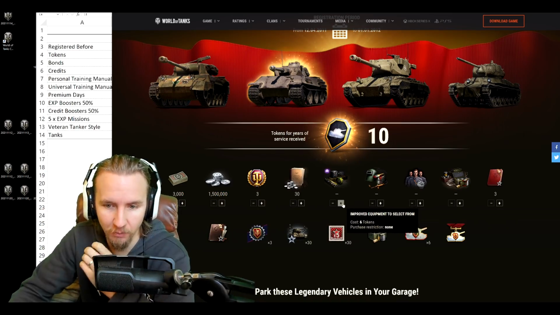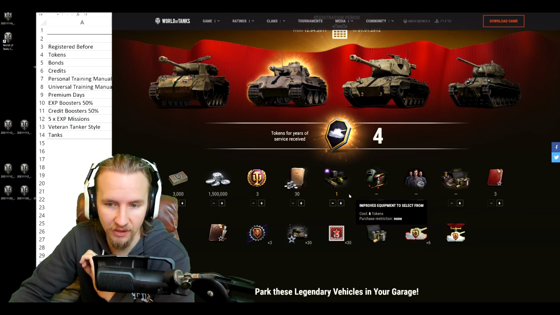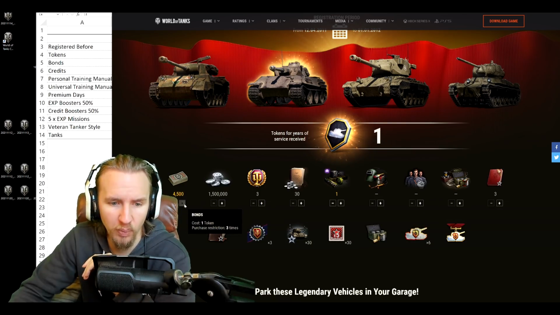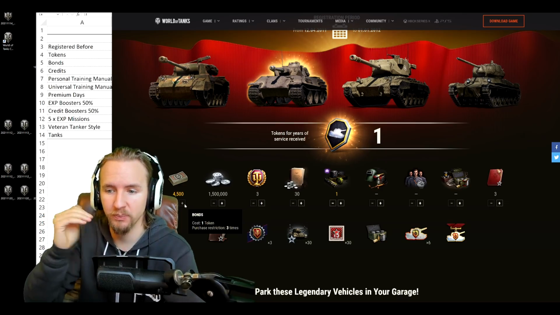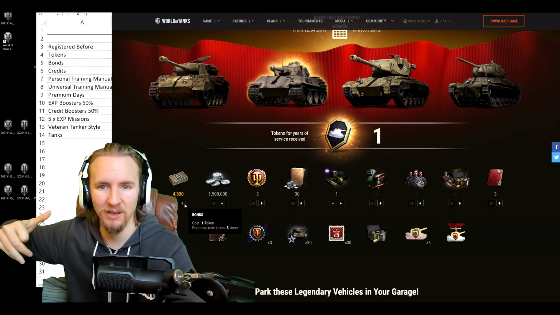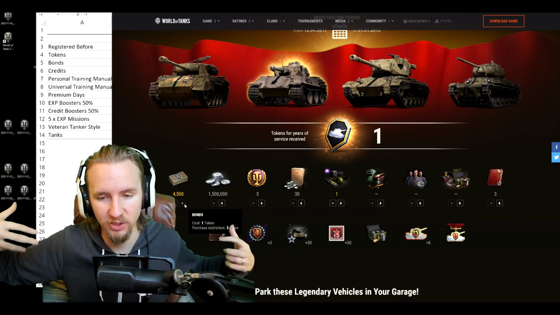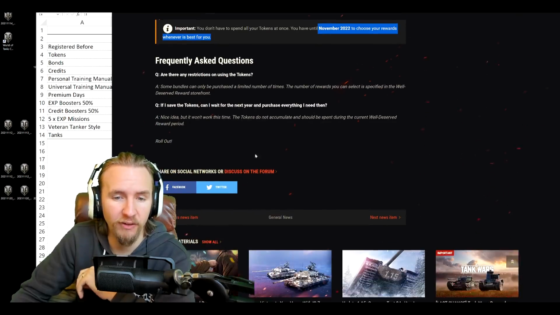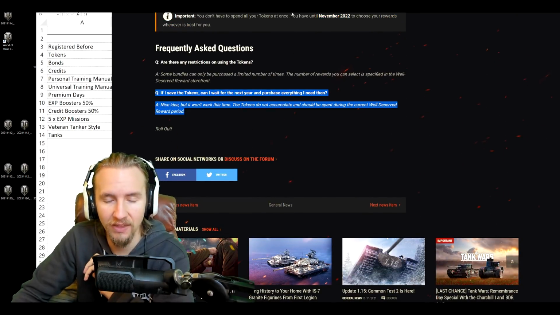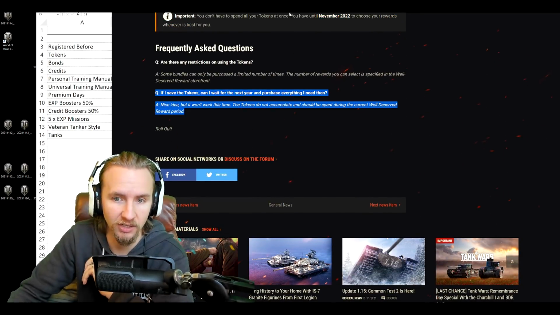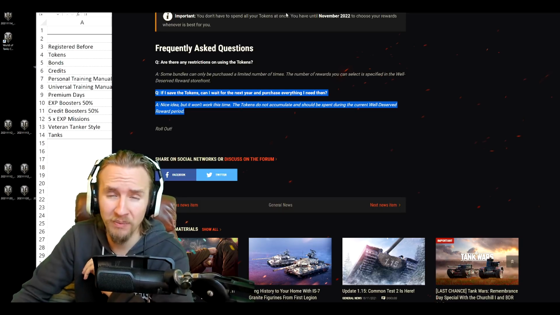And personally for me, I'm going to invest in one piece of bond equipment, and then I'll probably invest in more bonds for my tank, so I can either purchase more pieces of equipment or possibly have bonds in case Wargaming start to add more things to the shop that I can purchase with them. And a final mention should be made that you can't save tokens for next year and then purchase more things next year. You're going to have to spend them before November 2022.